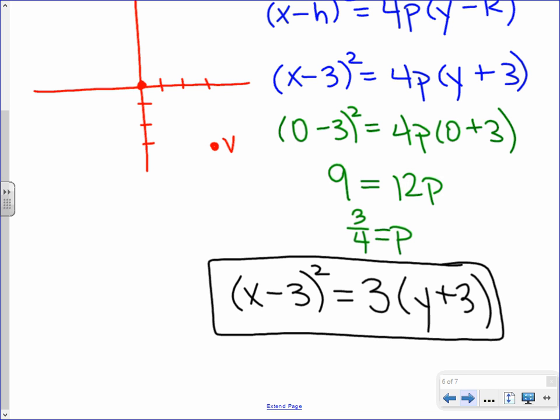On Thursday, we will discuss both this homework and the homework from the weekend, all parabolas together.